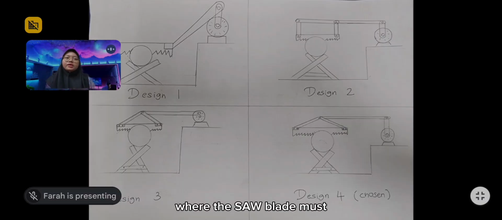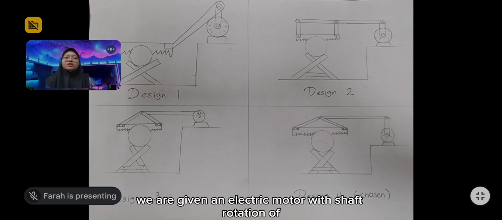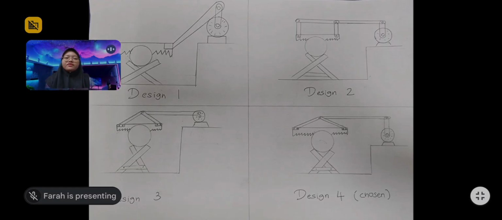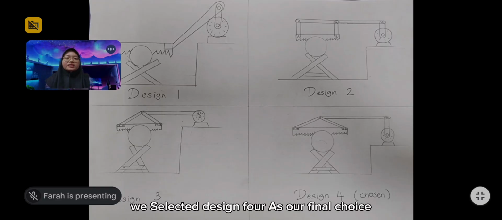For question 2, our task is to design a saw link mechanism for a lumber mill where the saw blade must stay horizontal and complete a full back and forth motion in 10 seconds. We are given an electric motor with shaft rotation of 50 radian per second and the motor position is flexible. On this sheet, I sketched 4 possible mechanisms, labeled design 1 to design 4, and after comparing them, we selected design 4 as our final choice.